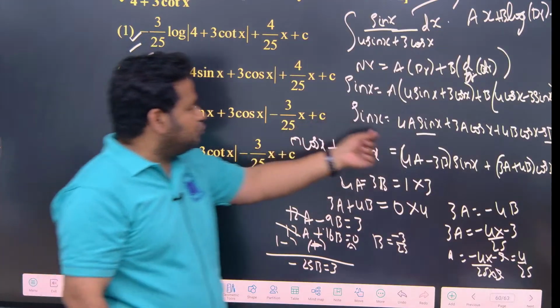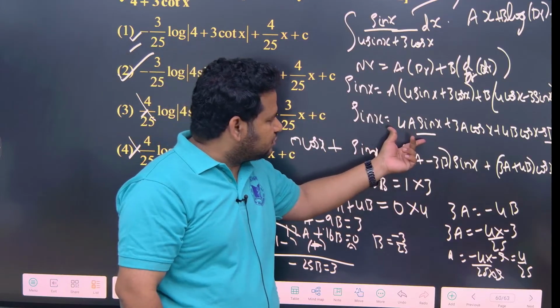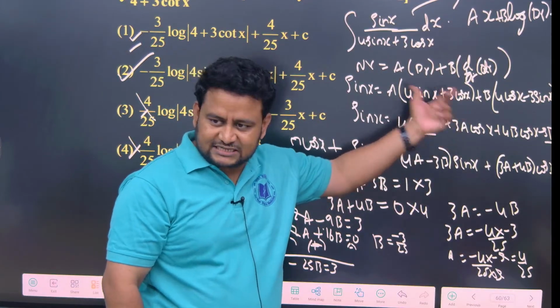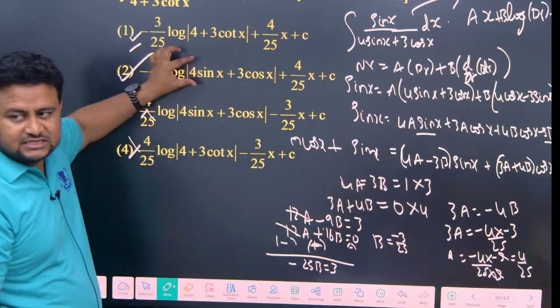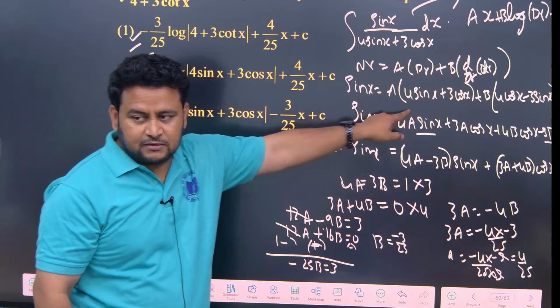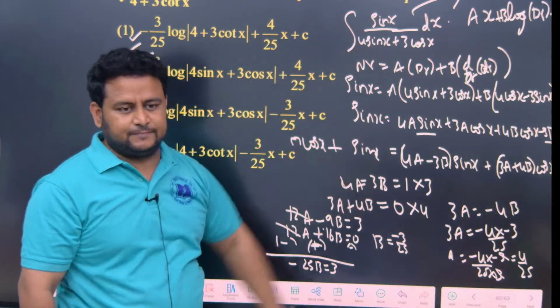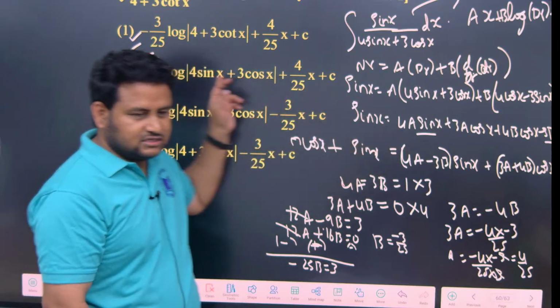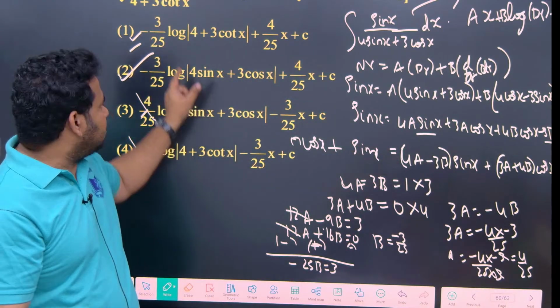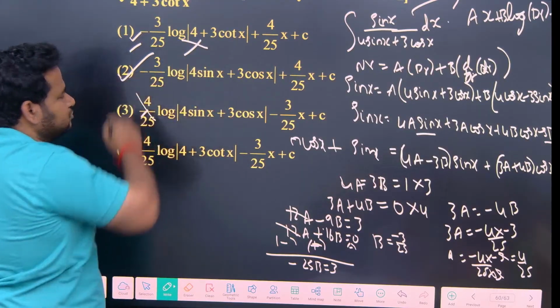Suppose here you have taken 4 plus 3 cot x, then it is fine. But here you have taken 4 sin x plus 3 cos x as the denominator. The same thing should be in the answer. This is log of the denominator. What is the denominator here? This one, not 4 plus 3 cot x. In the original question it is there, but we have modified it, so we have to take this. That one only you should take. Understood your confusion? So you should not go with this option, you should go with option 2.